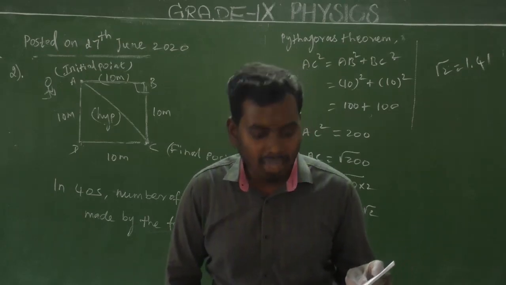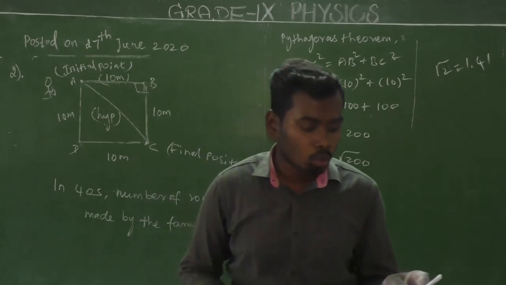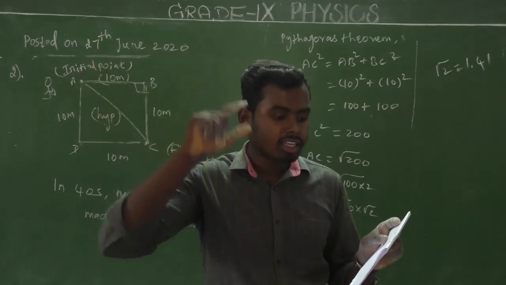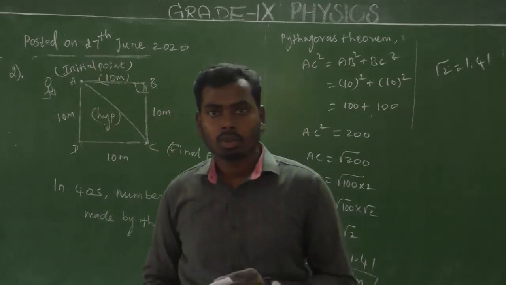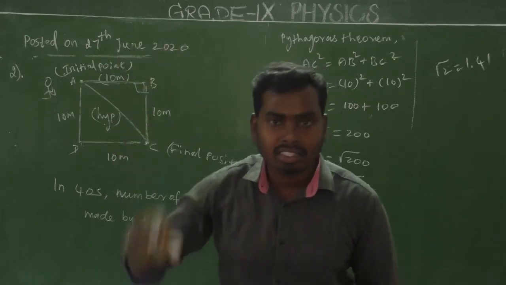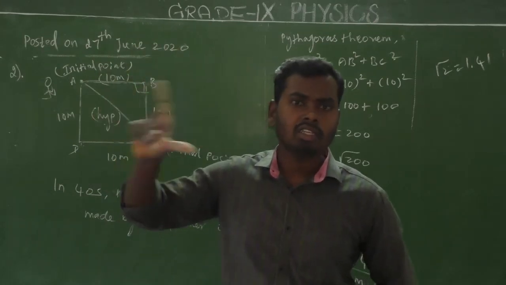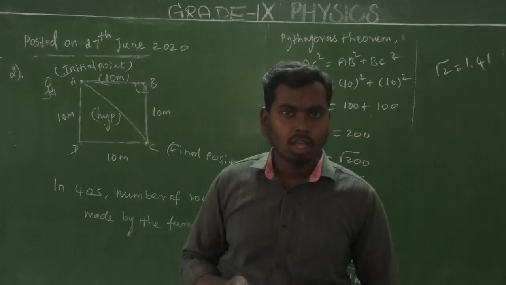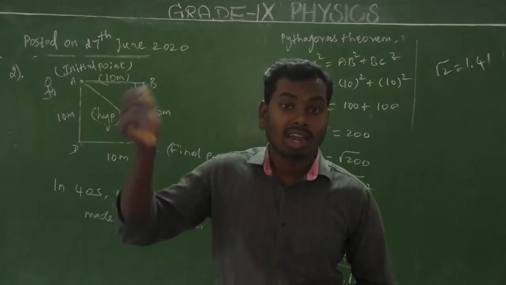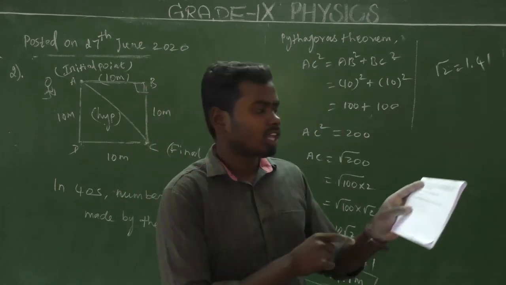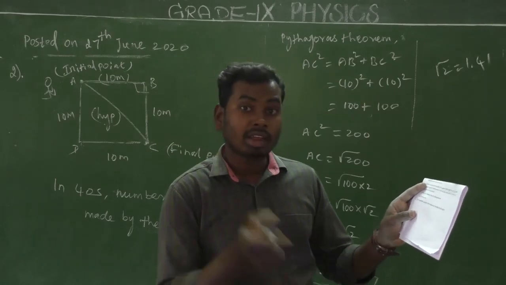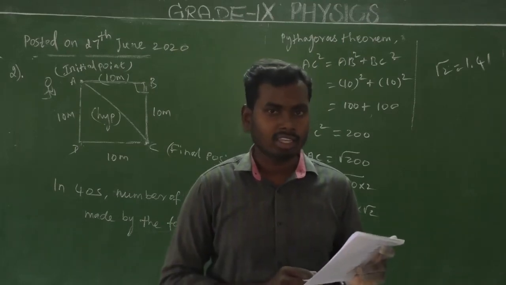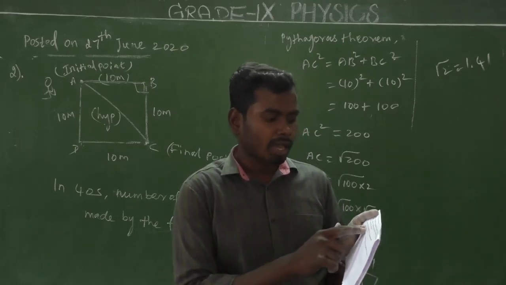Its magnitude is greater than the distance traveled by the object. Actually, this is also wrong. The displacement value is always lesser than the distance value, because displacement means the shortest distance between two points. But here it is given that displacement is greater than the distance. Here both statements are wrong.